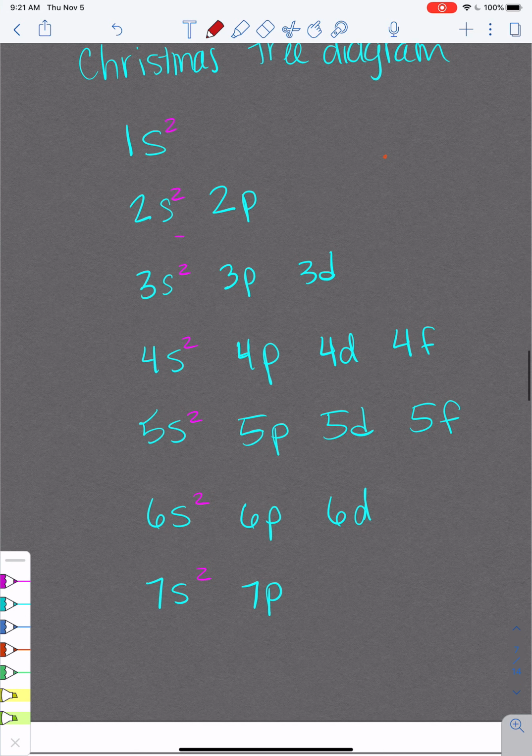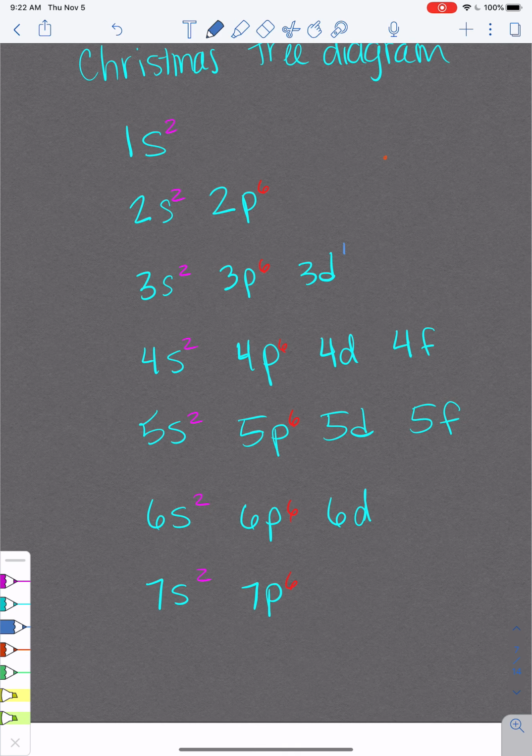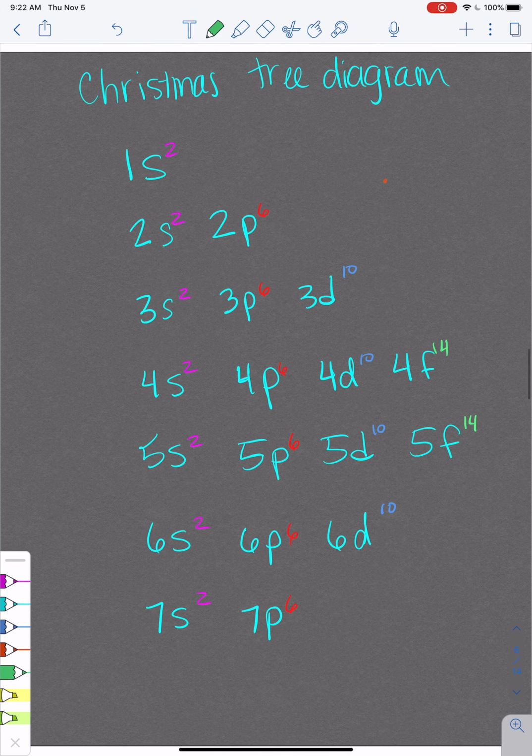Okay, so I wrote on here that all of the S orbitals can hold 2 electrons. That does not change, okay? So the P orbitals, each of these can only hold 6. The D orbitals, each of these can only hold 10. And the F orbitals, each of them can hold 14. Okay, so these are all of our orbitals, but when we start writing the electron configuration out for an element, we have to count up how many electrons.